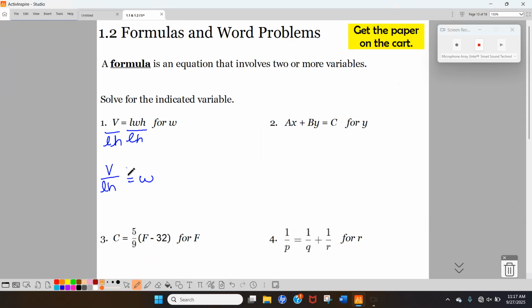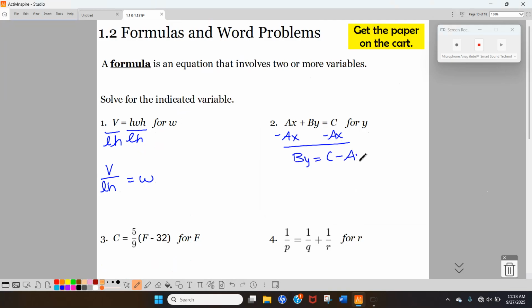Number two, that's the equation of a line in standard form. We're trying to get y by itself. So it's like we're trying to get slope-intercept form. So we want this by by itself first. We're going to subtract the ax. So by will equal c minus ax.